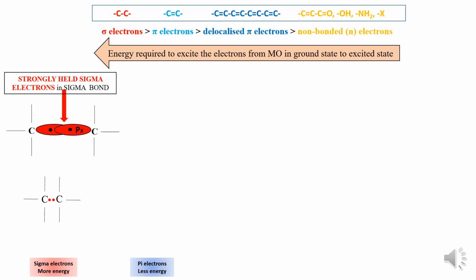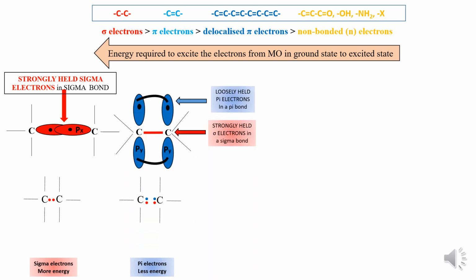Now what about pi electrons? Less energy is required to excite the pi electrons. Pi electrons are present in the p orbitals, that is, they are present in the pi bonds, and the pi bonds are formed by sidewise or parallel overlapping of p orbitals, and this makes the pi bonds weaker as compared to the sigma bonds.